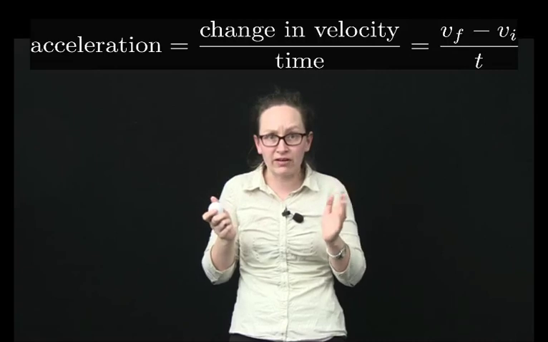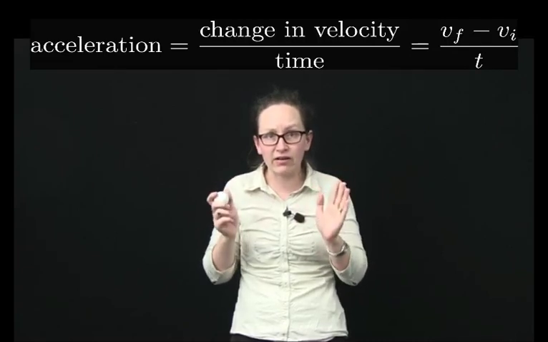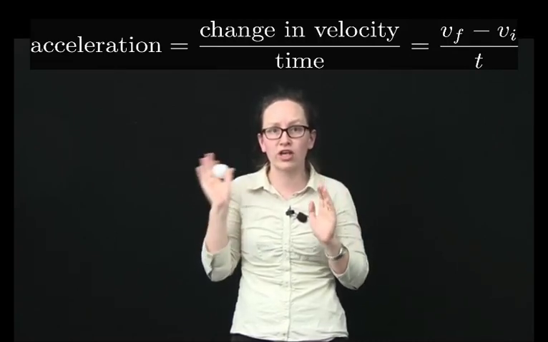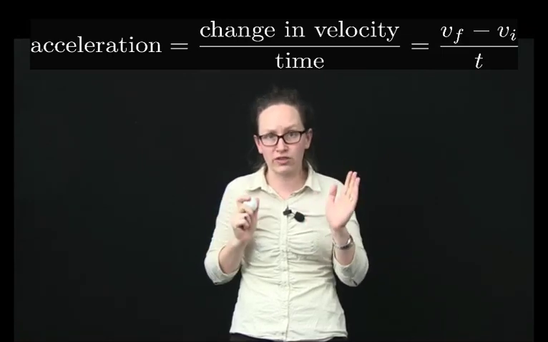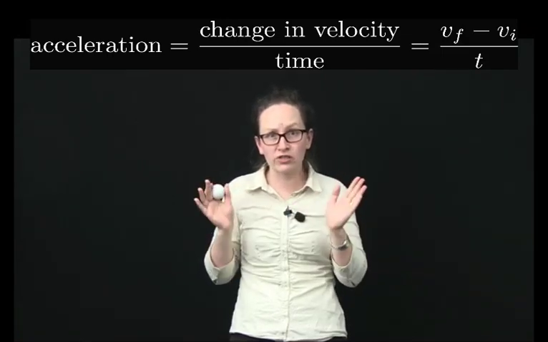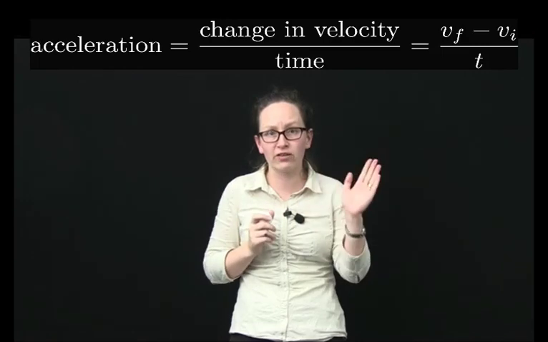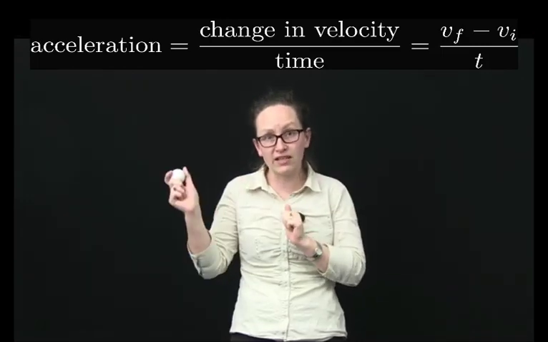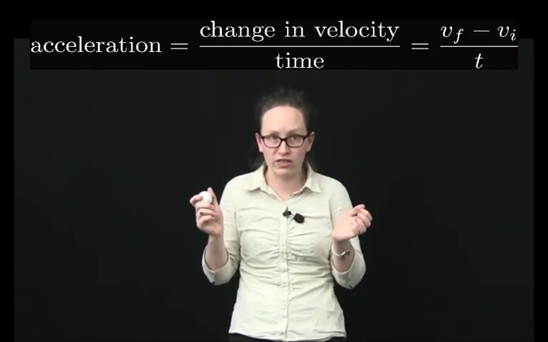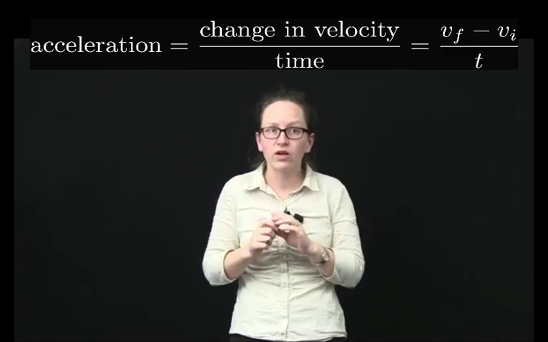Acceleration is the rate of change of velocity. So the formula for acceleration is equal to the change in velocity over the time. So the change in velocity is given by the final velocity minus the initial velocity over the time. So if an object's undergoing constant acceleration, it means that its rate of change of velocity is constant.